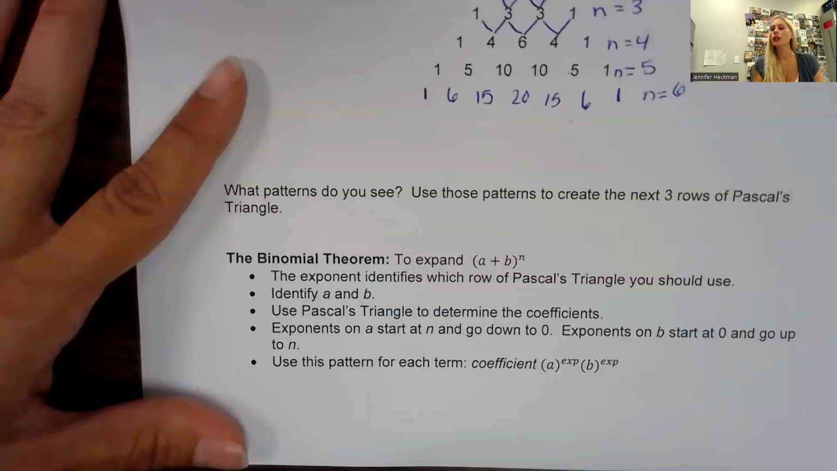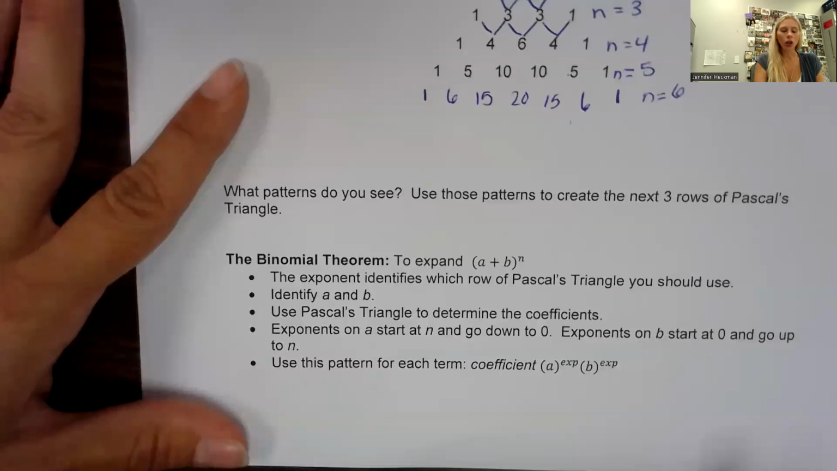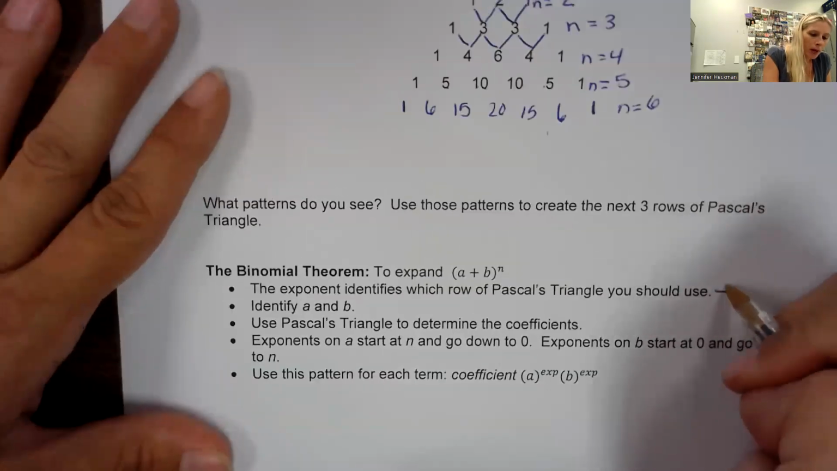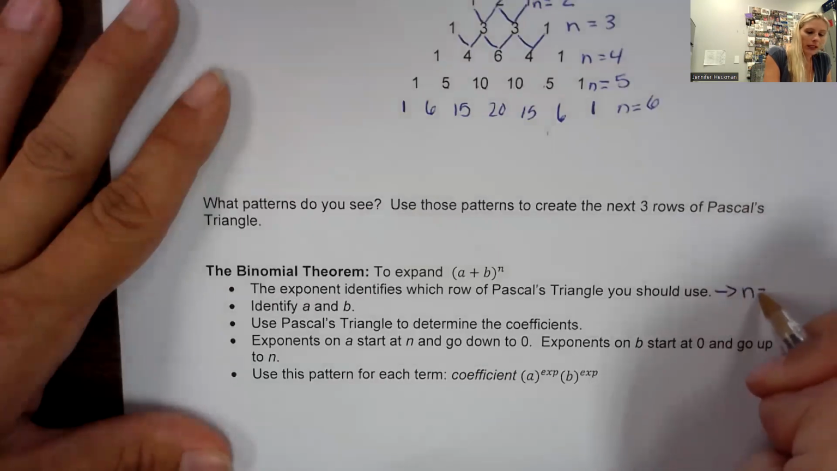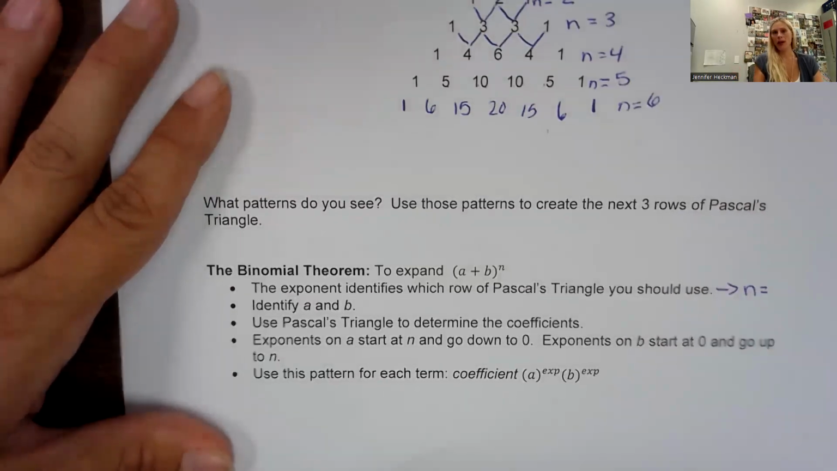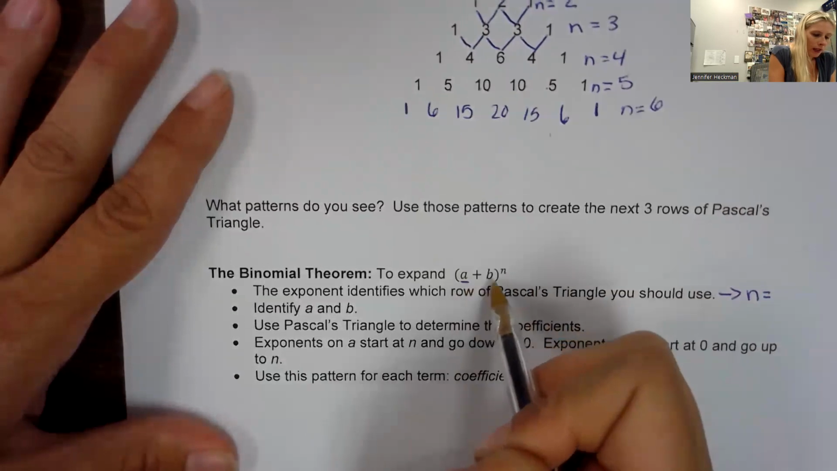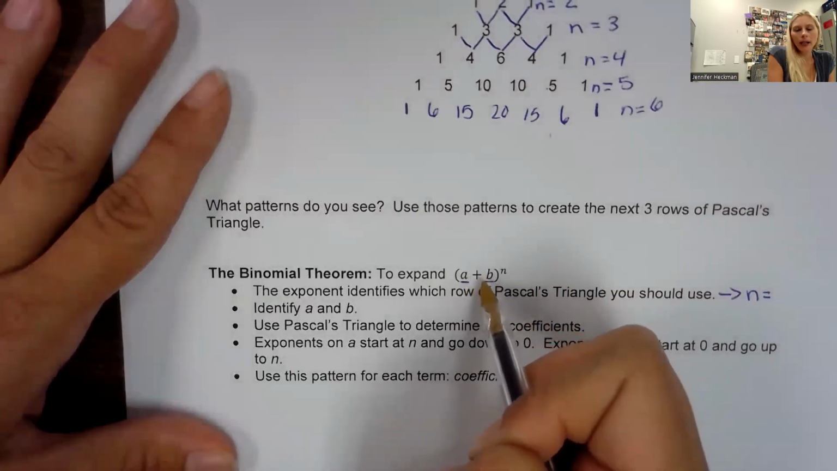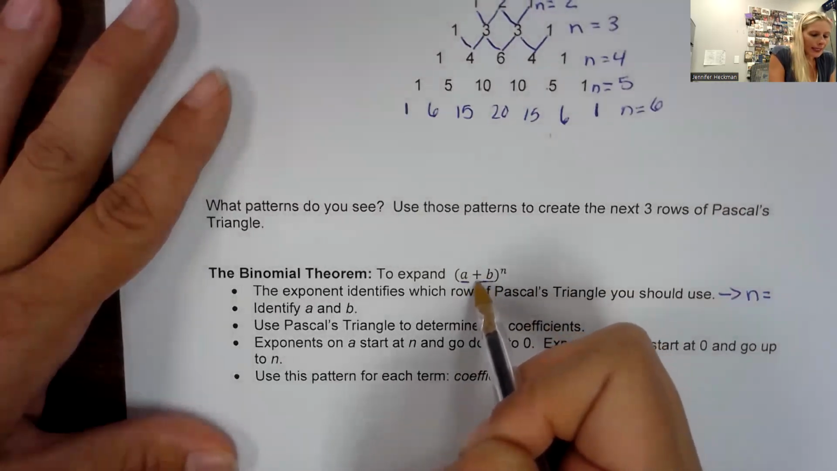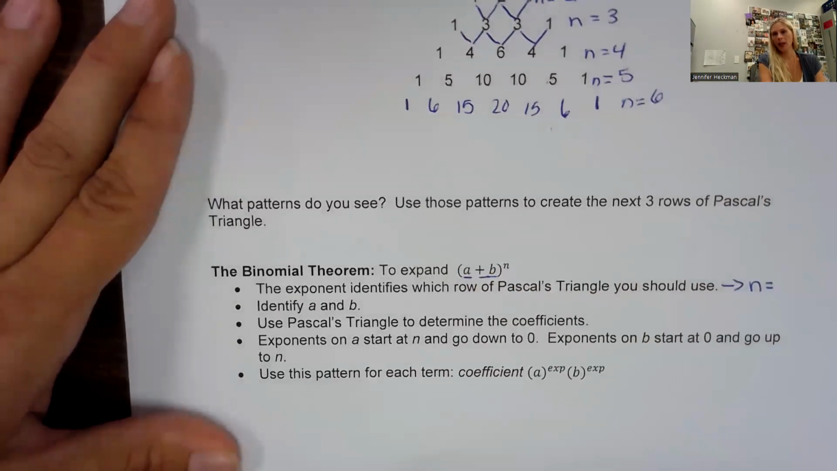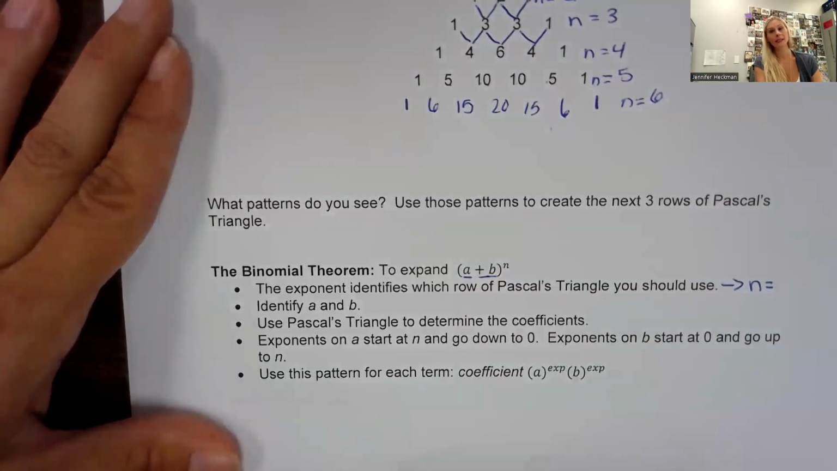Okay, the first thing you're going to do is identify what row you are going to use in Pascal's triangle. This is all determined by what n equals, in other words, the exponent, right? You're then going to identify your A and your B term, right? Your A and your B. Now we're going to make sure that the sign goes with the B, okay? If it's minus, it needs to be a negative B, okay?